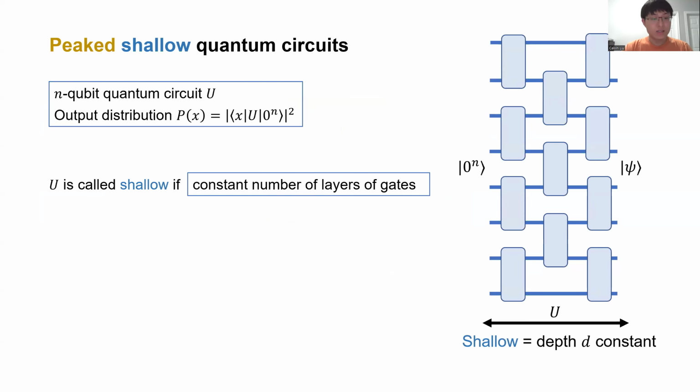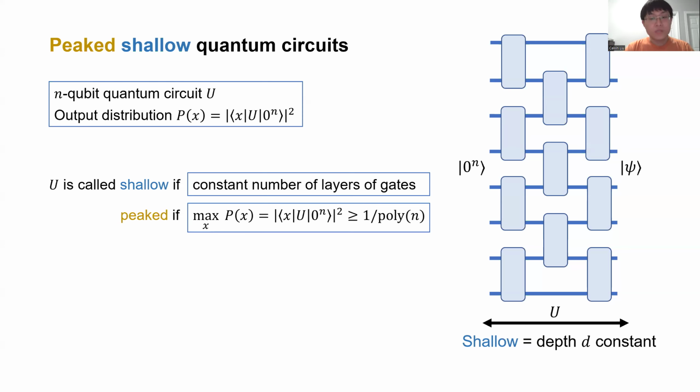Okay, what is a peaked shallow circuit? We say a quantum circuit U is shallow if its circuit depth is a constant independent of the number of qubits. Circuit depth is the number of layers of 2-qubit gates in the circuit. In this example, the circuit has depth 3. We say U is peaked if its maximum output probability is at least inverse polynomially large.